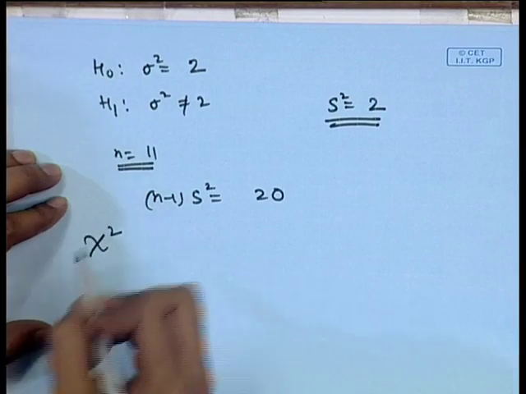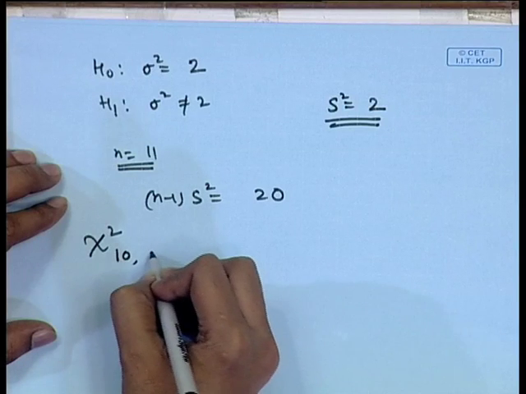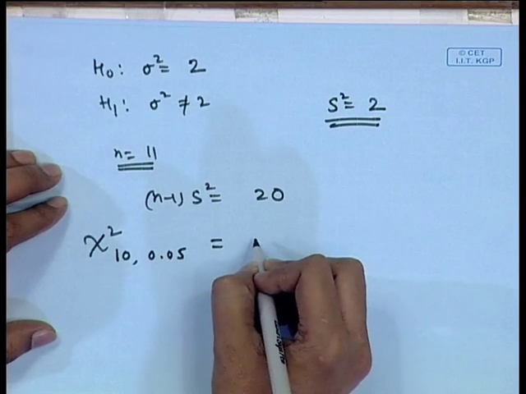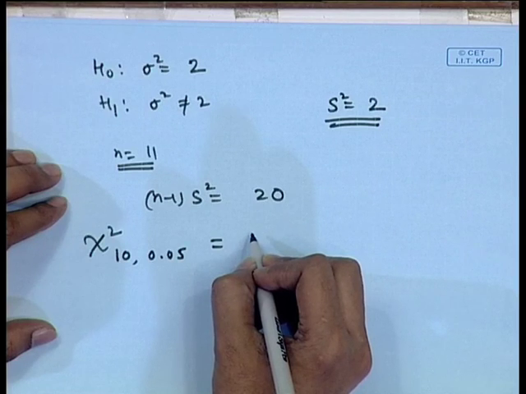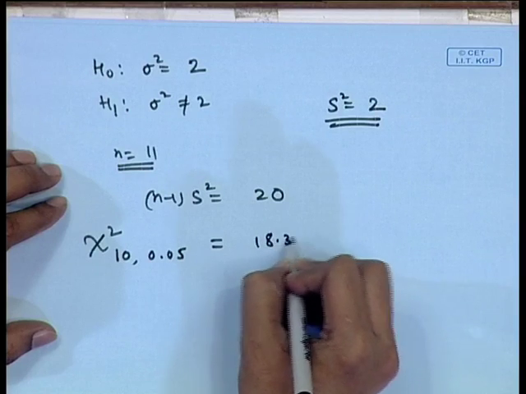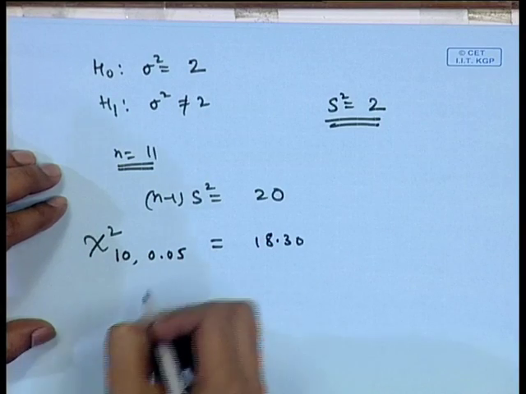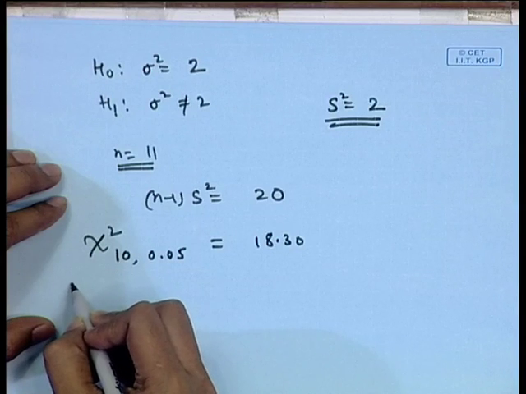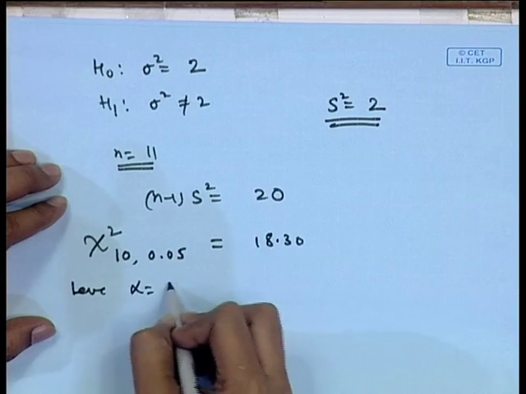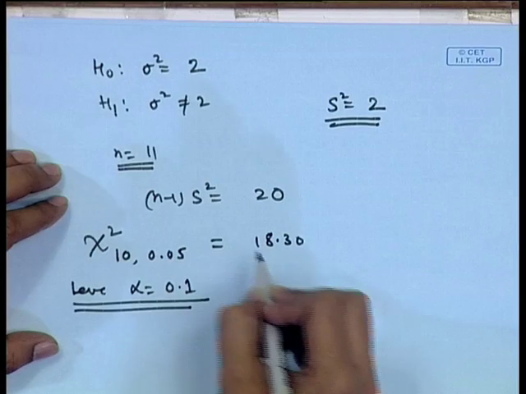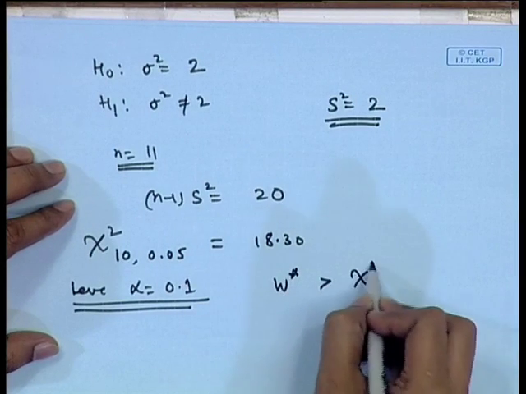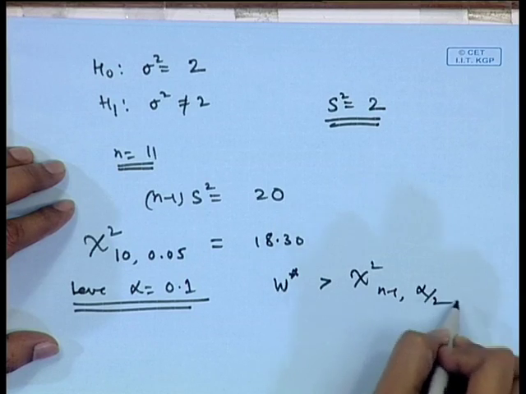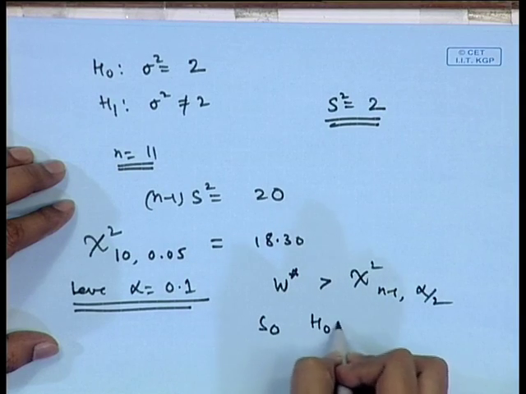Now, you look at chi square value on 10 degrees of freedom at 0.05. Now, this value chi square 10 at 0.05 is equal to 18.30. So, here if I am considering level alpha is equal to 0.1, then you are seeing that your W star is greater than chi square n minus 1 alpha by 2. So, H naught is rejected.